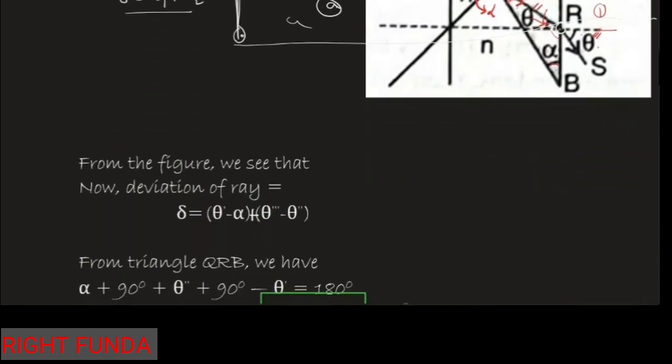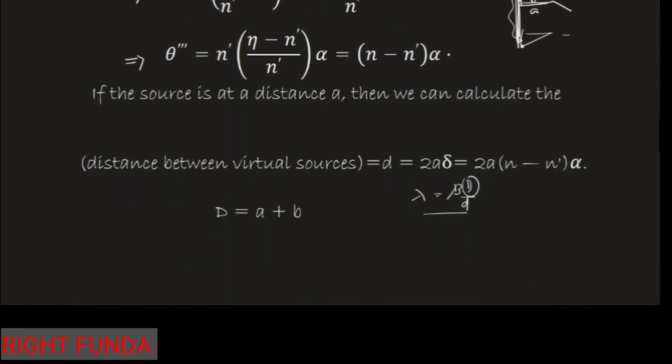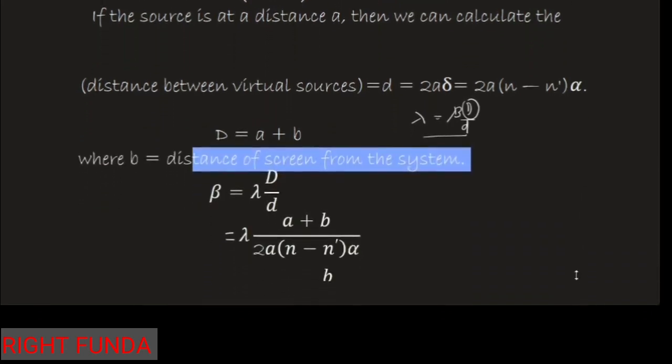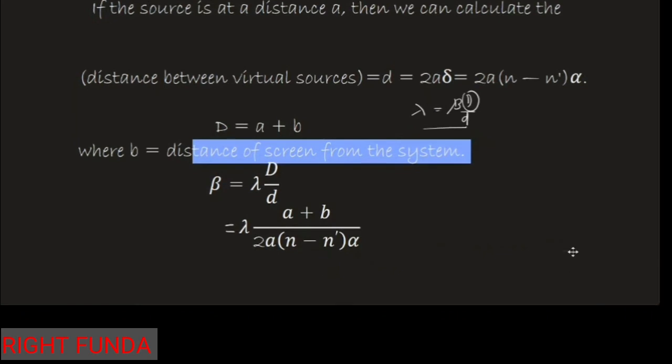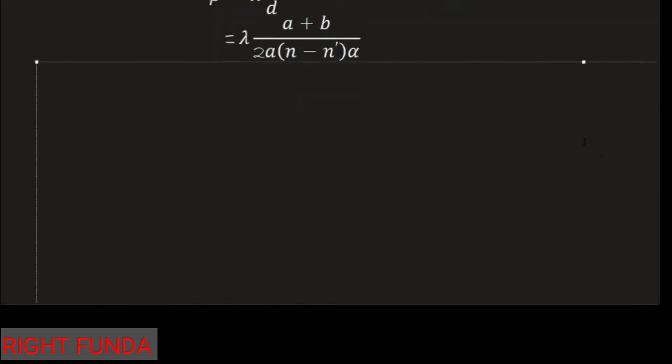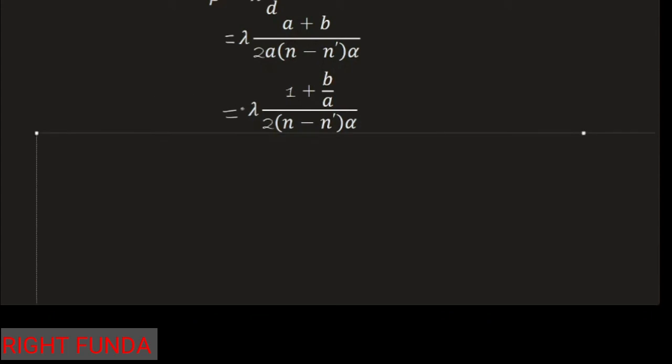Suppose the screen is at a distance b behind the virtual sources, so I have taken D as a plus b, where a is a very large distance and b is some finite distance. So beta is equal to lambda times (a plus b) divided by d, and in place of small d we substitute this value. In the numerator a is there, and in the denominator a is there, while a and b are not given to you. If I divide numerator and denominator both by a, then I get lambda times (1 plus b by a) divided by 2 times (n minus n dash) into alpha. And this quantity b by a, where b is a finite distance and a is a very large distance, tends to 0, a very, very small quantity.